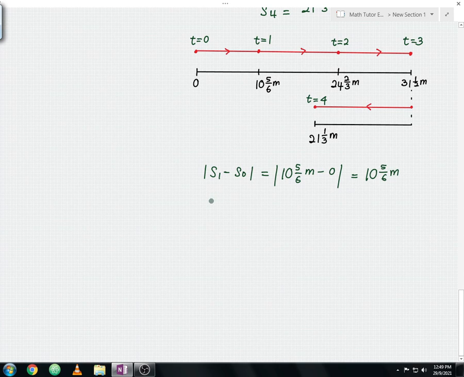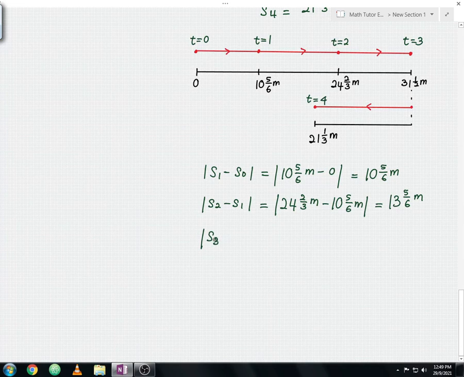Okay, followed by distance traveled during the second second, which will be equals to modulus of S2 minus S1 close modulus. So from here it will be modulus of 24 2 over 3 meter minus 10 5 over 6 meter close modulus. So you calculate this, you should get your distance traveled for the second will be 13 5 over 6 meter.